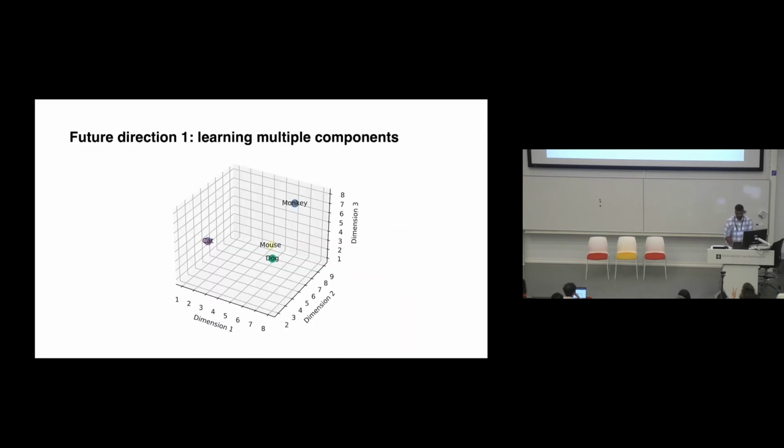So there are three main future directions we're looking at. One, for now, we're only learning one component, but it's obviously not true that these just exist along one dimension. They obviously exist in multi-dimensional space. And we would like to learn this using iterative deflation, where we simply remove the projection of our component from the data and relearn the component again.